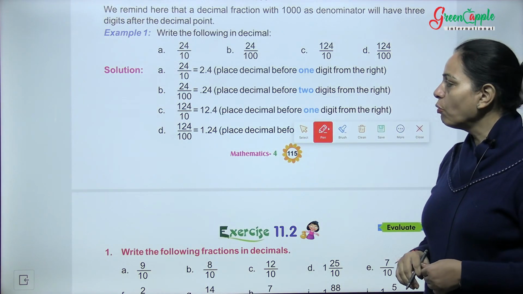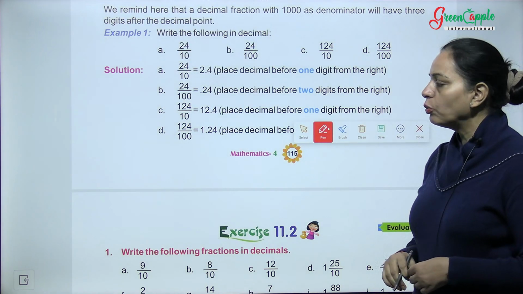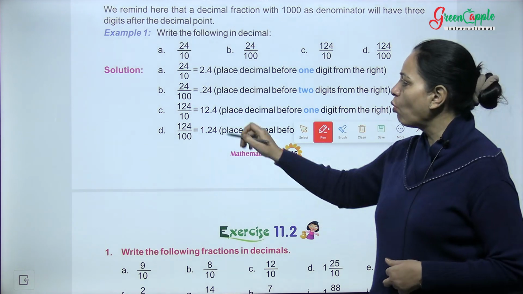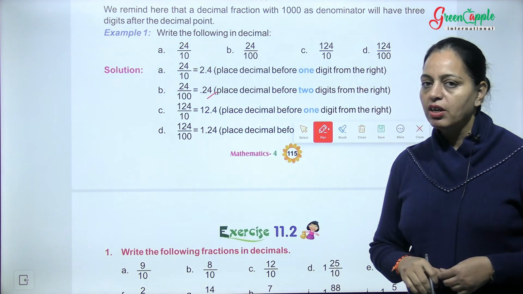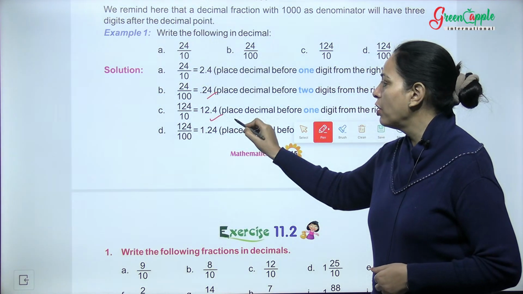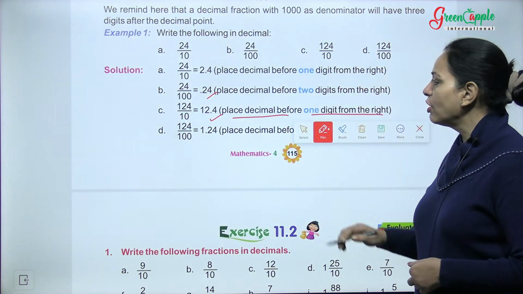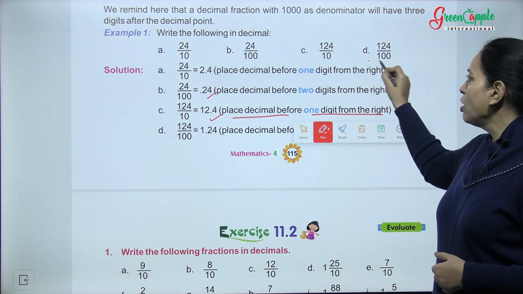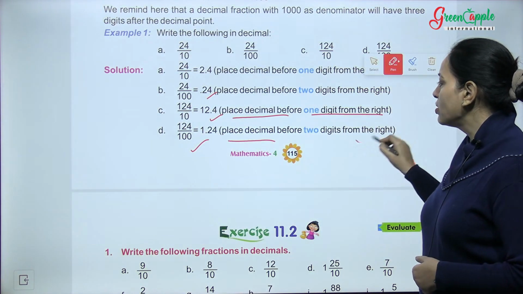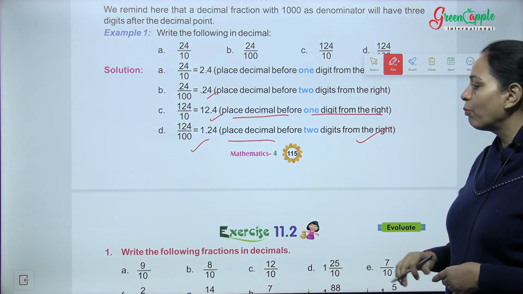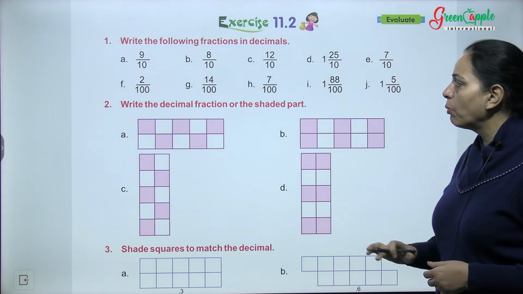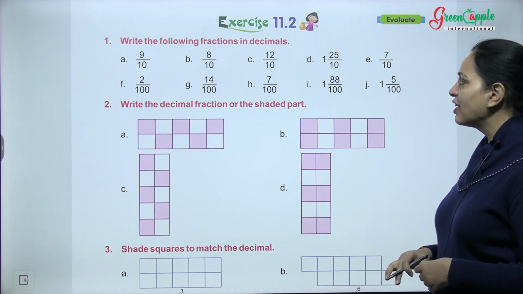Okay. Now 24 by 100. We have to put the decimal before 2 digits from the right. This becomes 0.24. 124 upon 10, this is 12.4. Place the decimal before one digit from the right. Now D part, 124 by 100. Place the decimal before two digits from the right. This is 1.24.